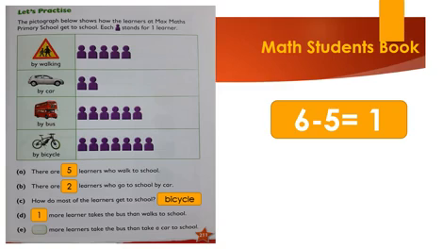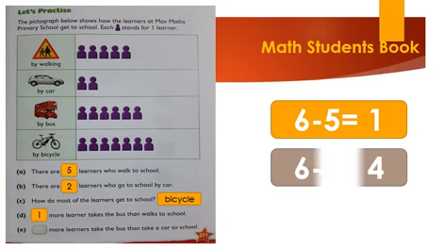How about the last one? Blank more learners take the bus than take a car to school. So how many learners take the bus? We have 6. And how many students or learners go by car? 2. So 6 by bus minus 2 by car is equal to? Very good. 4 more learners take the bus than take a car to school. Okay, did you get the answers correctly, kids? Very good. You're doing good.